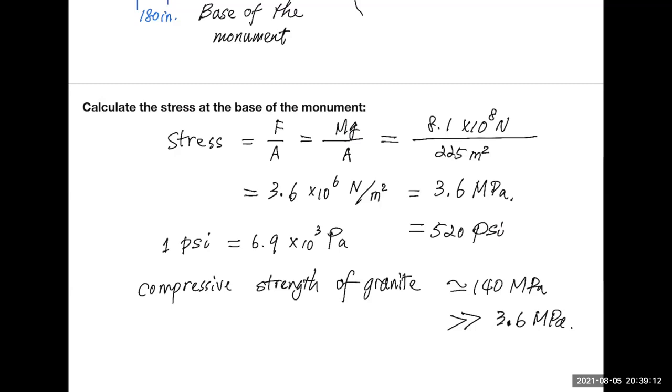That answers the first part of the question. How much is the stress at the base of the monument, and whether this is within the limit of the strength of the granite? And the answer is definitely yes.